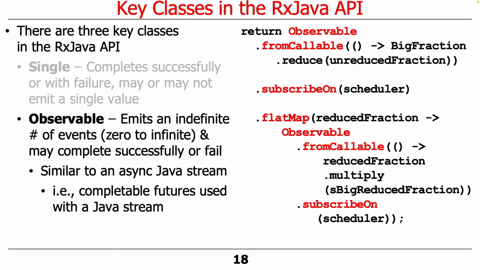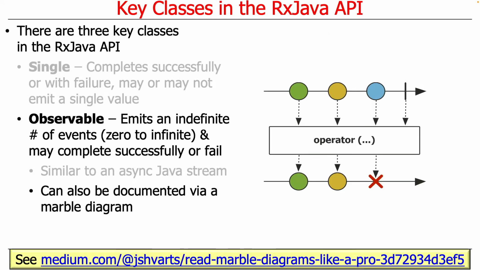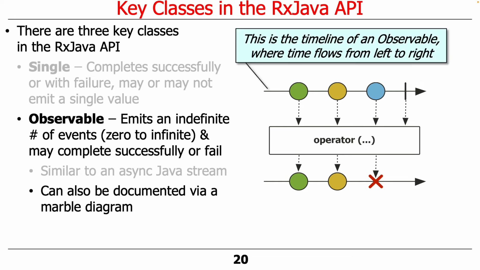So, for example, here we might have a big fraction that we're going to reduce on some scheduler, and we're going to go ahead and multiply that together with some other value and do it concurrently. And all those things will take place asynchronously. They'll run in the background. Observables are also documented by marble diagrams. The main difference is there can be more than one thing emitted from an observable, whereas with a single, you can only emit one thing.